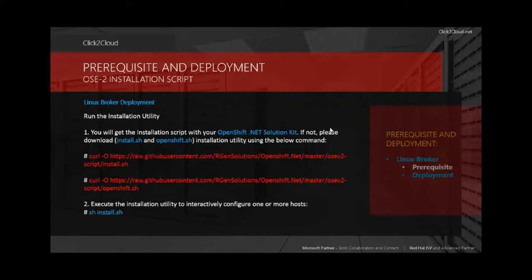Make sure you're connected to the internet. For deployment, you'll get the installation script with your OpenShift.NET Solution Kit. You can also download the scripts using the given commands on your screen. We need install.sh and OpenShift.sh scripts. Now let's see the deployment in action.